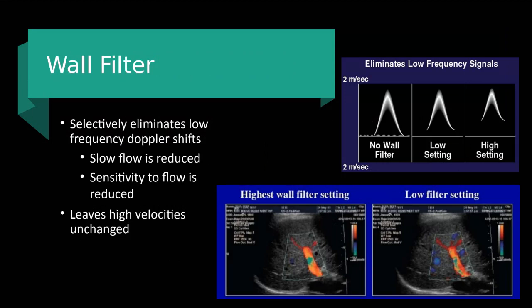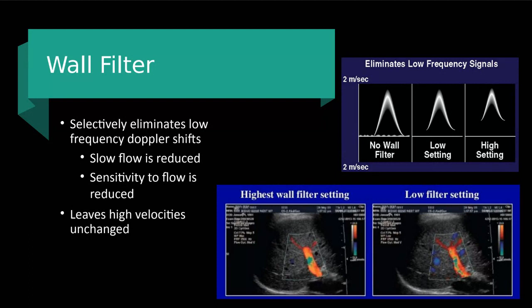And our wall filter. So we mentioned this very briefly, if you guys remember, but what this does when you are using your color Doppler in particular, but also your pulse wave Doppler, the machine is going to eliminate all of those low frequency Doppler shifts. So any Doppler frequency that's coming in, whether it be color or pulse wave Doppler, if it's too low to be clinically relevant, it's just going to erase it. It's not going to process it. It's not going to analyze it. We're just going to get rid of it if it's too low.